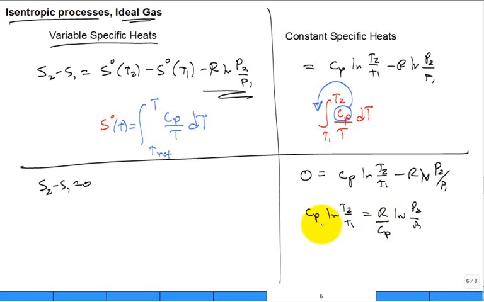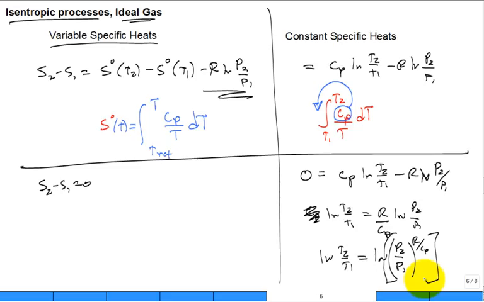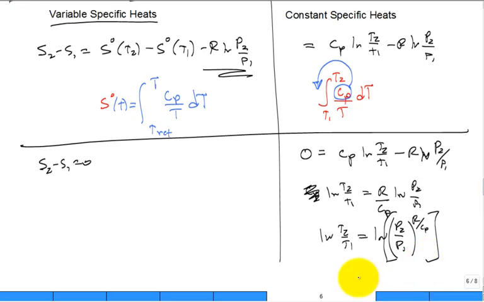Could I then push them to be the natural log of T2 over T1 equal to the natural log of P2 over P1 to the power R over C sub P? Do you remember that rule about natural logs? Then I can exponentiate both sides. If you exponentiate both sides, you pick up T2 over T1 is equal to P2 over P1 to the R over C sub P.